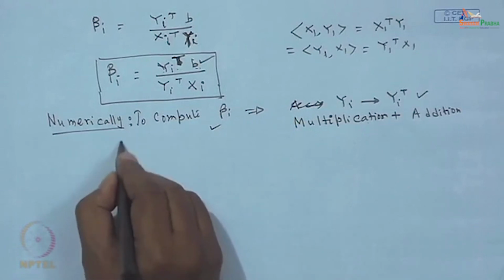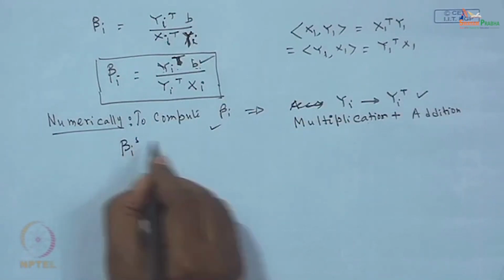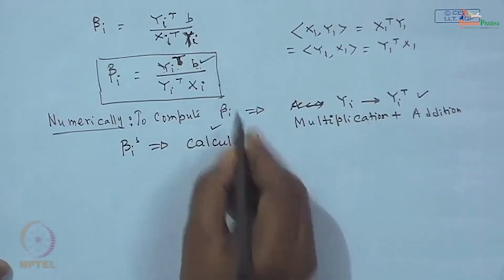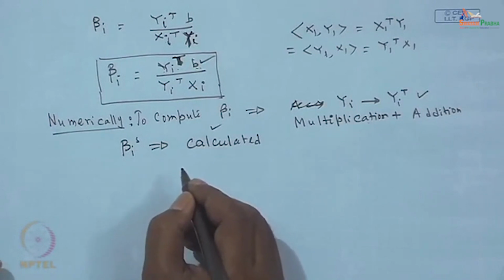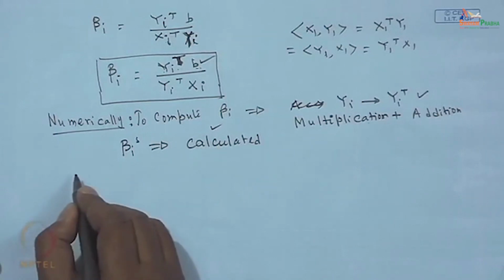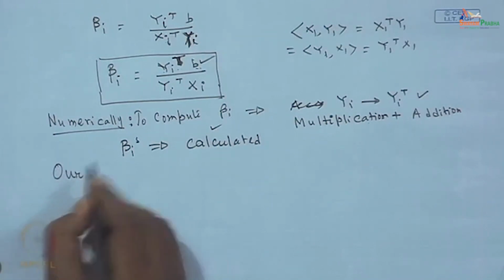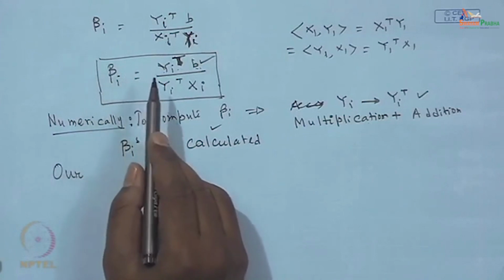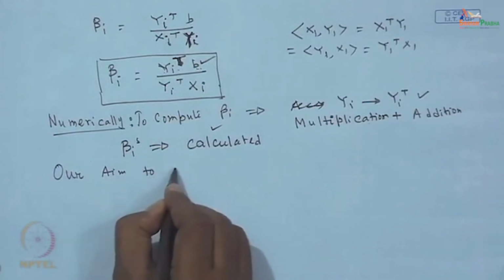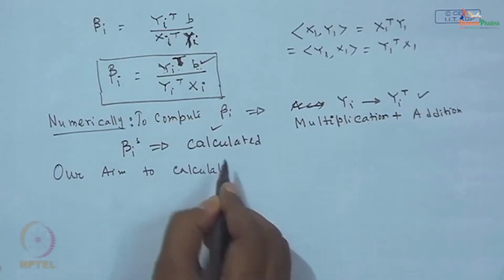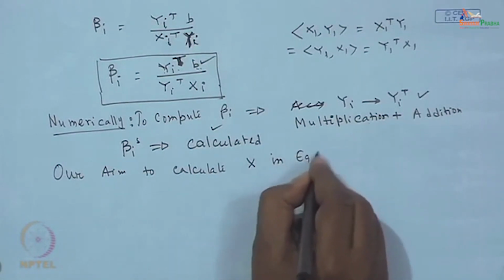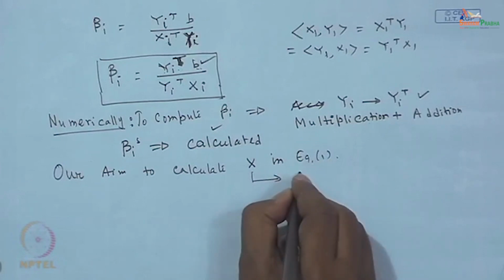So, we will be able to compute the values of beta i from this equation. Now, if you remember, in our original problem our aim is to calculate x in equation number 1. Our aim was not to calculate beta i, but to calculate x, the solution vector in equation 1. And what is x? It is nothing but the solution vector.